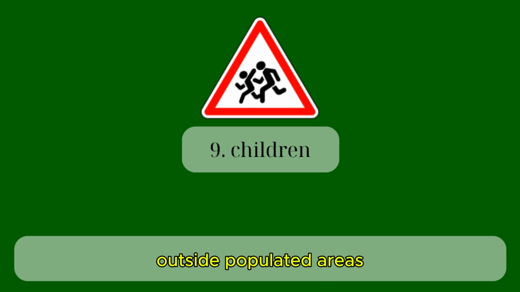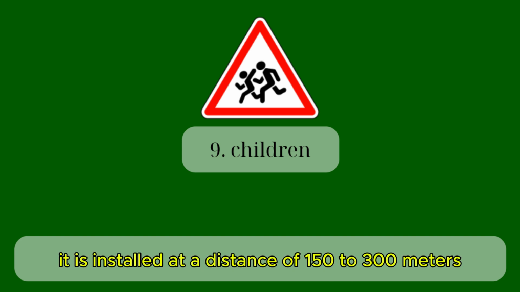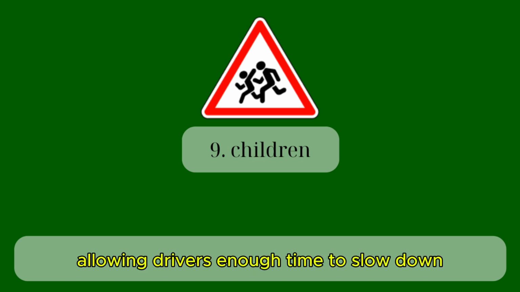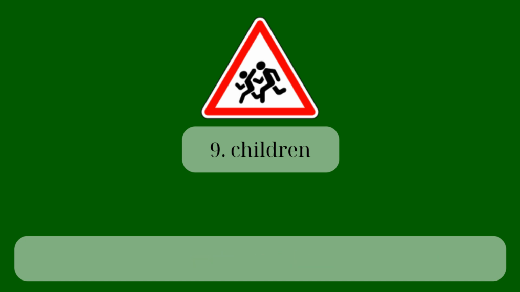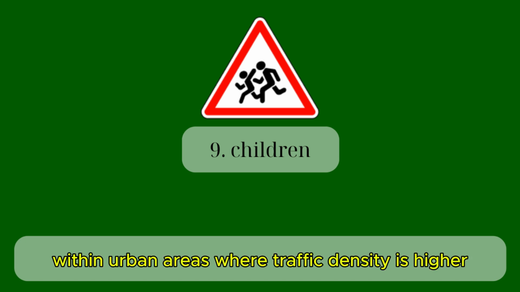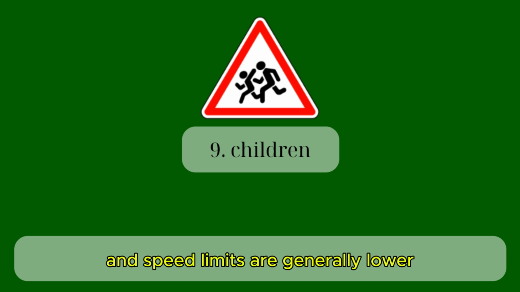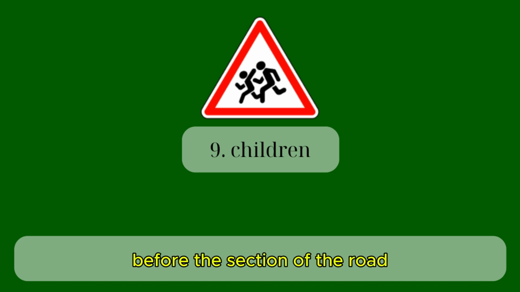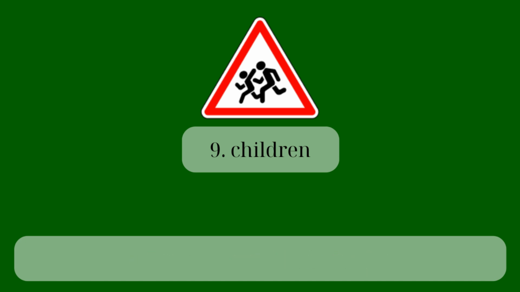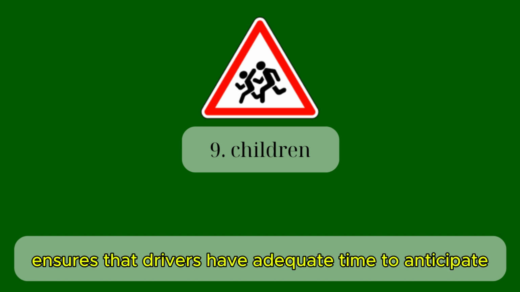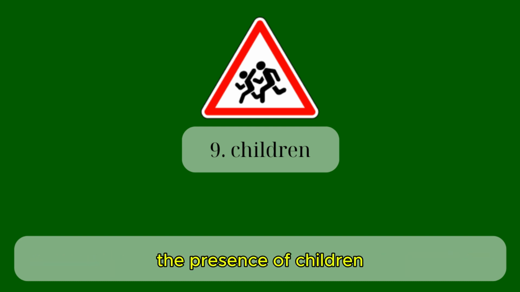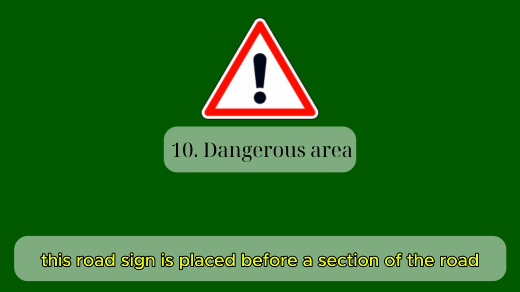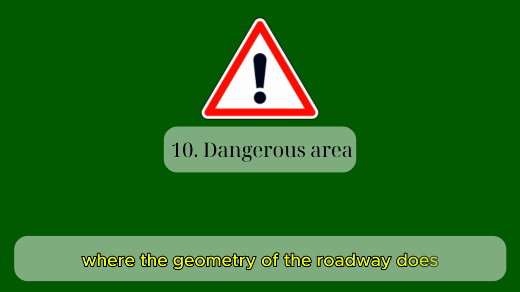Outside populated areas, it is installed at a distance of 150 to 300 meters before the potentially hazardous section, allowing drivers enough time to slow down and stay vigilant. Within urban areas, where traffic density is higher and speed limits are generally lower, the sign is positioned between 50 and 100 meters before the section of the road adjacent to a children's facility. This approach ensures that drivers have adequate time to anticipate the presence of children and take the necessary precautions to prevent accidents.